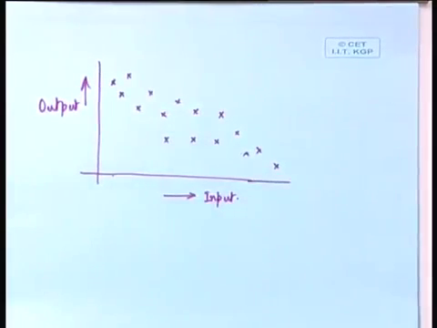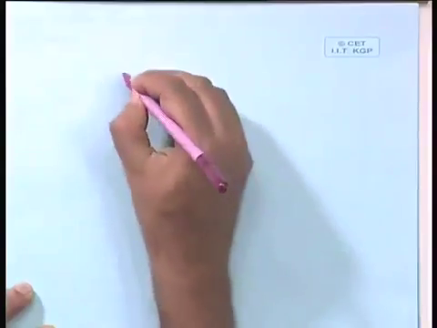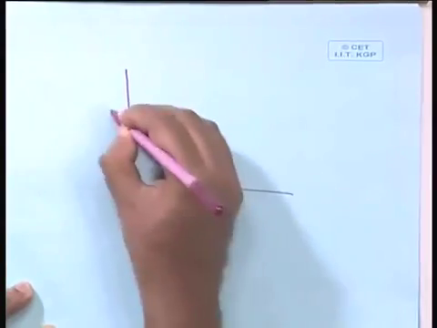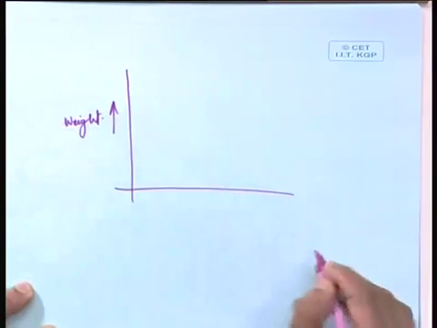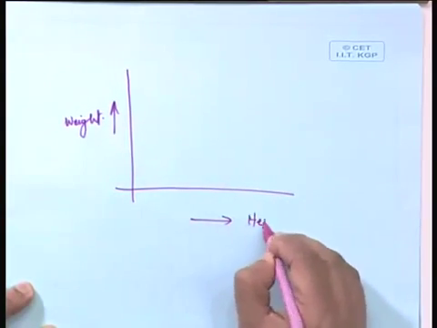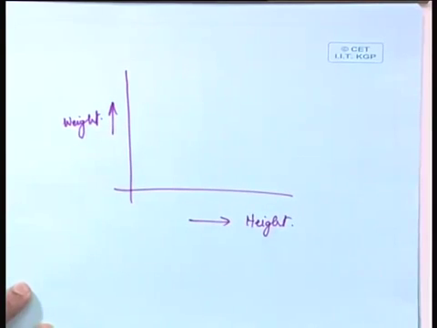So, this may be the data that you have collected from any experiment. It can be a scientific experiment, or any experiment that you would like to do. Let us take some very simple example. Supposing you are trying to plot the weight of a person against the height. On this axis we have weight, and on this axis we plot height.